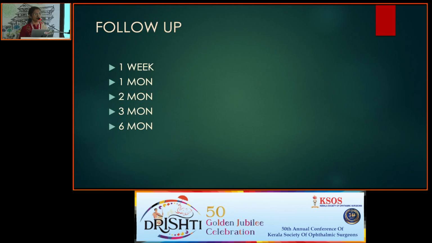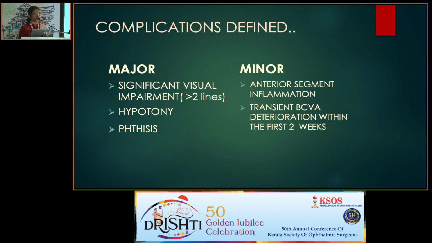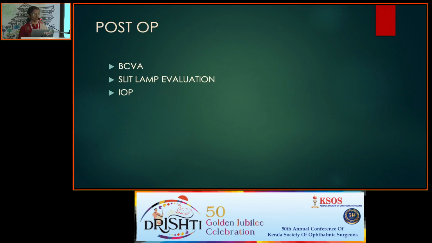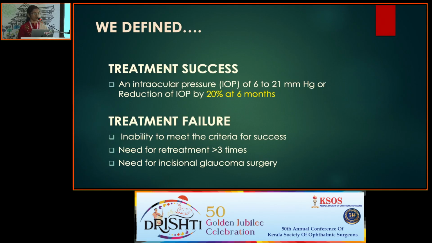The follow-up was done at 1 week, and at the first, second, third, and sixth month. Significant visual impairment, more than 2 lines loss, hypotony, and phthisis were considered major complications. Anterior segment inflammation and transient visual acuity deterioration were considered minor complications. Post-operatively, best corrected visual acuity, slit lamp findings, and intraocular pressure were recorded. Intraocular pressure of 6 to 21 millimeters of mercury or reduction of IOP by 20% at 6 months was considered treatment success. Inability to meet the above criteria, the need for retreatment more than 3 times, or the need for incision glaucoma surgery was considered treatment failure.